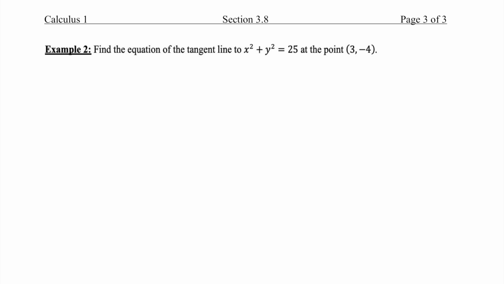Let's continue with another example. We want to find the equation of the tangent line to x squared plus y squared equals 25 at the point (3, -4).